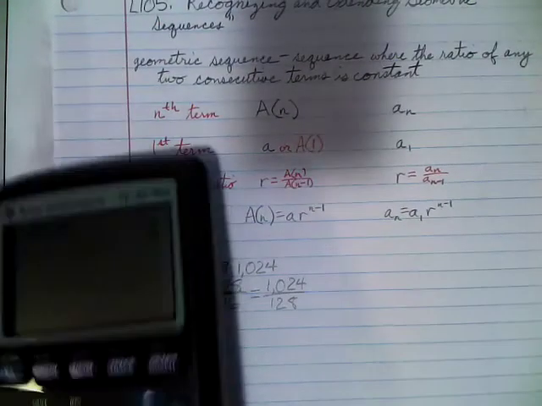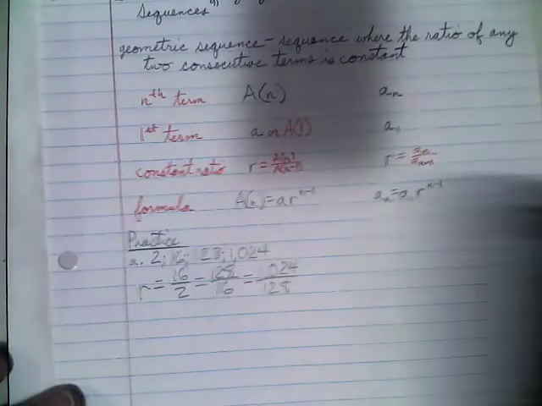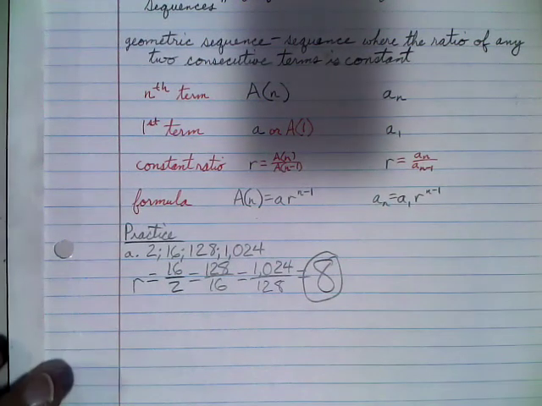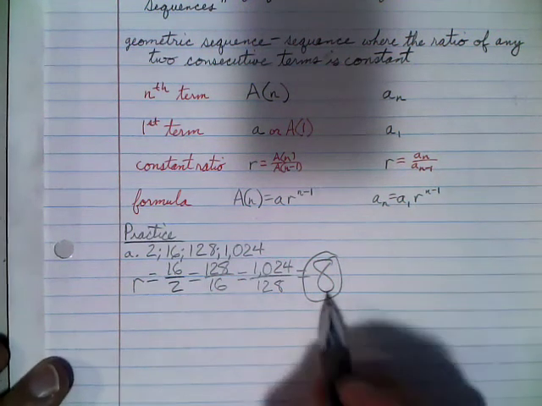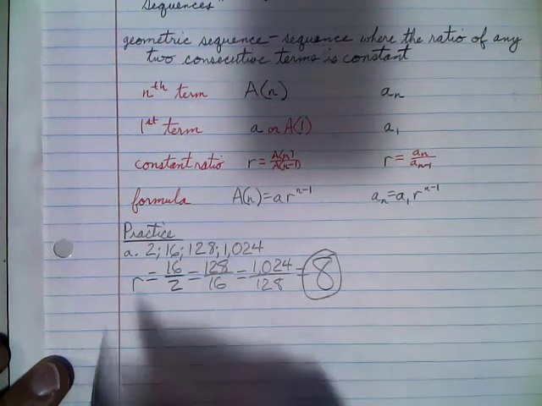Then if I take 1024 divided by the 128, sure enough it checks out. They're all 8. That is a geometric sequence. So they should all be equal, and whatever they do equal, that's your constant ratio.